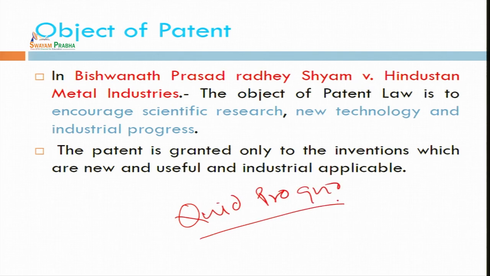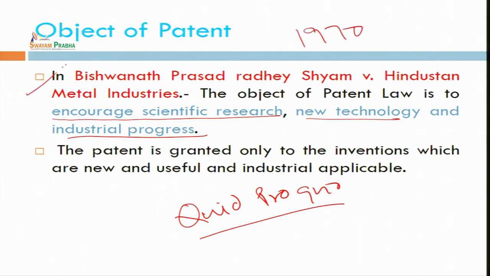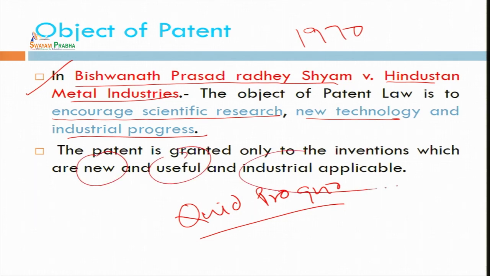When some person discloses his invention to the general public or gives every document relating to that to the government of India, it is on the basis of encouragement of scientific research, new technology or industrial progress. That's why the Patent Act was passed in 1970. The Indian Supreme Court passed this judgment in Biswanath Prasad Radhey Shyam versus Hindustan Metal Industries, where this objective was defined. A patent is granted for an invention which is new, useful and industrially applicable. These are the three essentials for getting a patent for an invention.